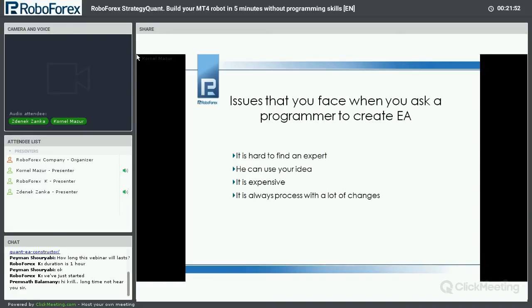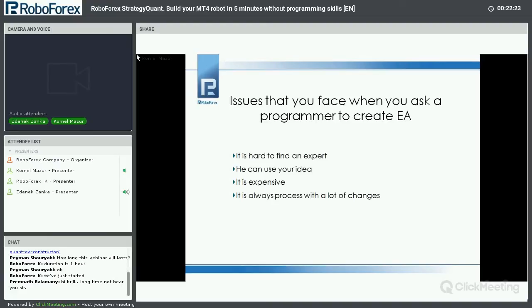So if you are in this situation and it's hard for you to ask some expert, some programmer, and give him this idea to code, because what can happen? He will start to trade it by himself, and in the better case he will give you back the source code, or in the worst case, if it's some guy from the internet, he will maybe disappear and you can't do anything.